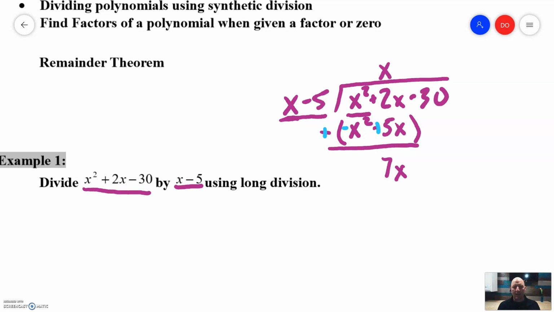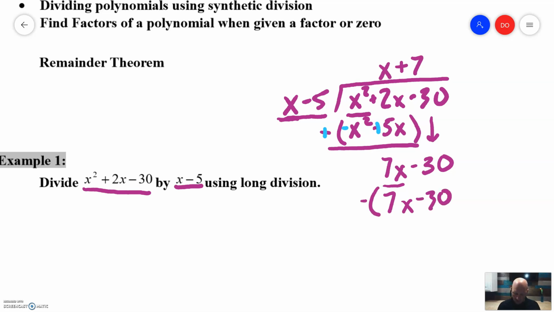And then the next step, after we found 7 went into 12 once and we subtracted the 7 from 12, we got 5. We drop down that next number. Same concept holds true here. I'm going to drop down the constant, and now my process starts all over again. So x times what would give me 7x? Well, that'd be a positive 7. And then I would multiply this 7 right here by the divisor. So 7 times x would give me 7x. 7 times negative 5 would give me a negative 30.